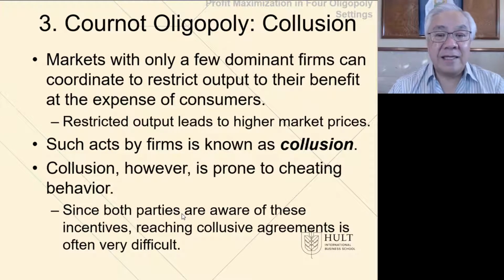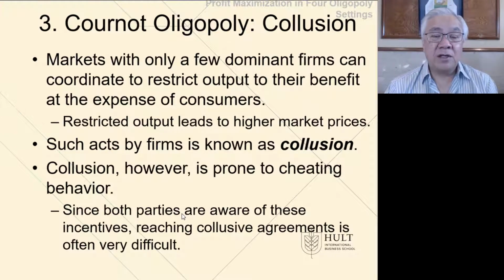So the next condition is a twist on Cournot, and that is where there's collusion. The conditions are where a few dominant firms can coordinate and organize their output to benefit themselves at the expense of consumers. This will end up having lower quantity produced and a higher price to consumers. And this is called collusion. Collusion is prone to cheating.